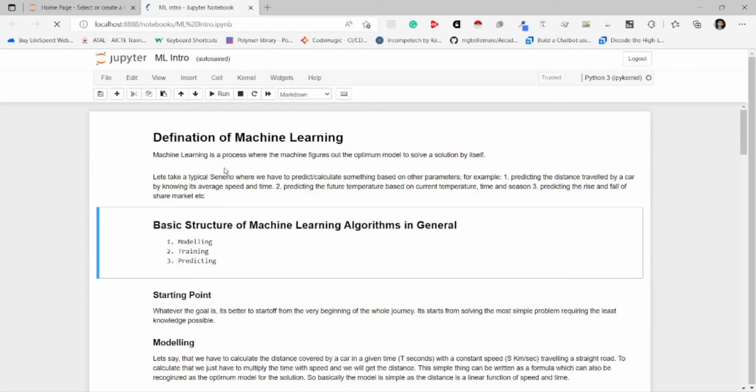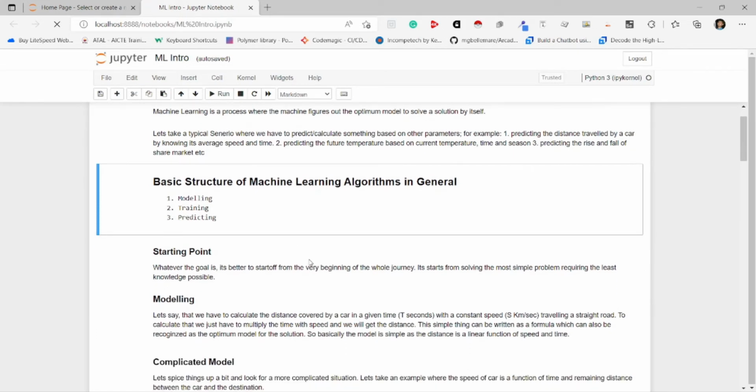So machine learning is a process where the machine figures out the optimum model to solve a solution by itself. So let's take a typical scenario where we have to predict or calculate something based on other parameters. For example, predicting the distance traveled by a car by knowing its average speed and time, predicting the future temperature based on current temperature, time, and season, predicting the rise and fall of a share market, etc. These are the scenarios where we have to predict or calculate something based on other parameters. Now the basic structure of a machine learning algorithm in general is three: modeling, training, and predicting.